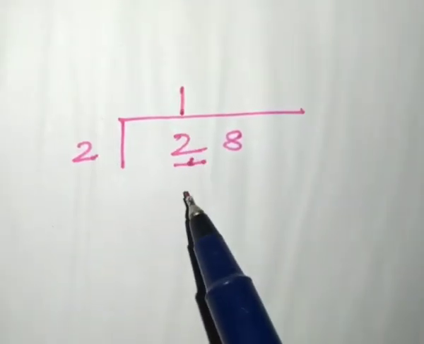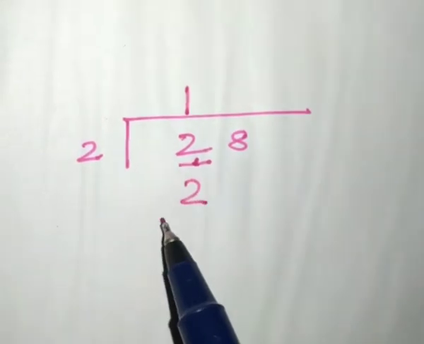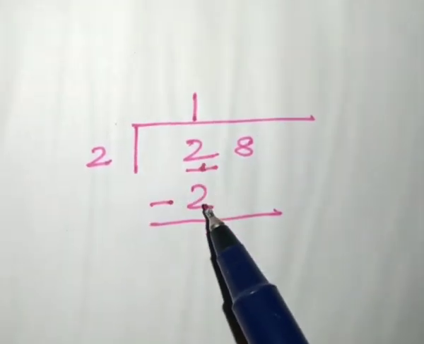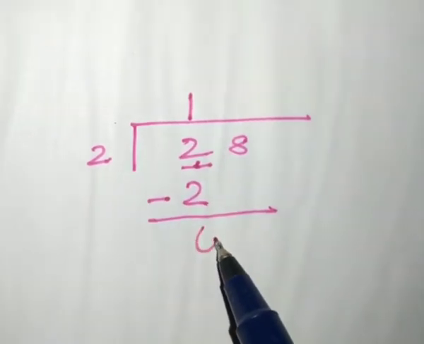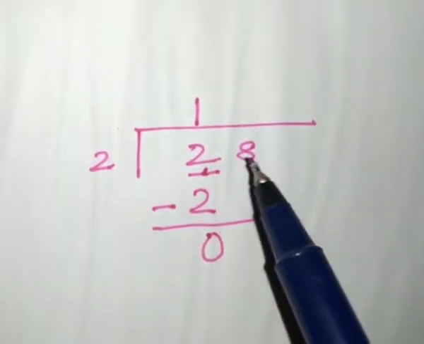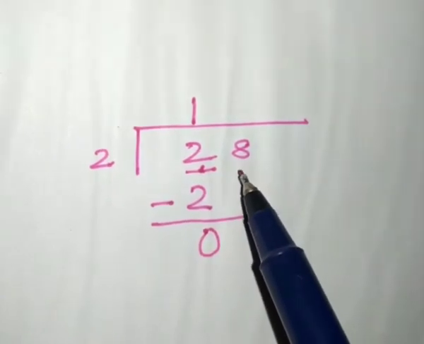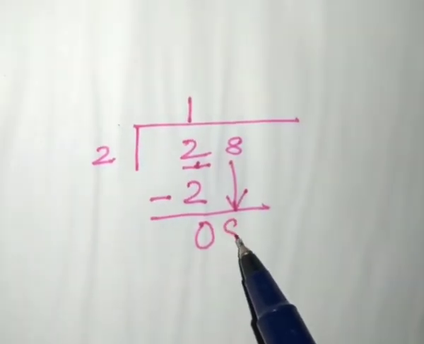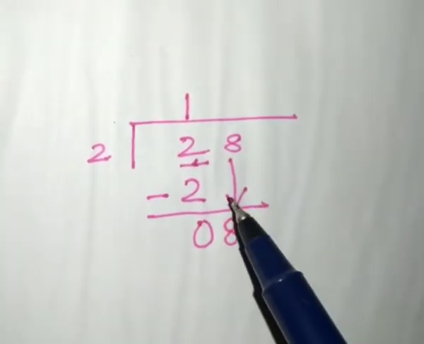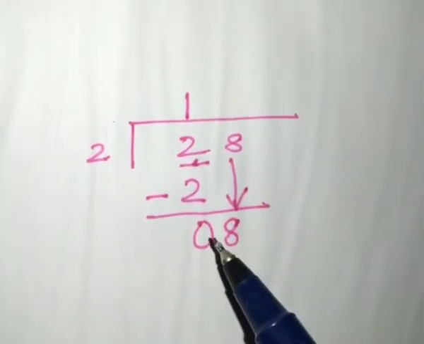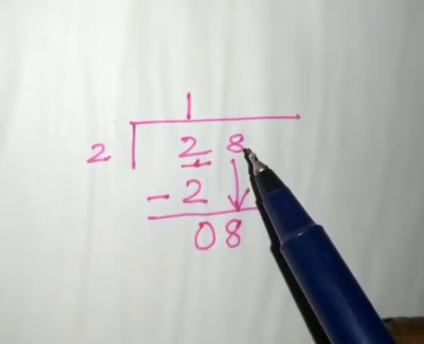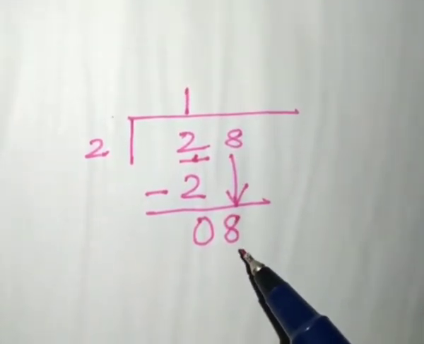1 2 is 2. Now subtract these two. 2 minus 2 equals 0. Do you have any other number after 2? Yes, 8 is there. So you have to bring down 8. Every time you have to bring down only one number after subtraction. If numbers are there after the subtraction, you have to bring them down one by one.